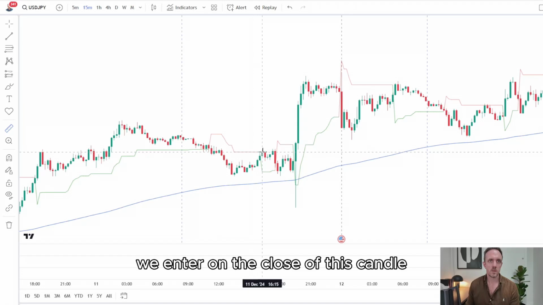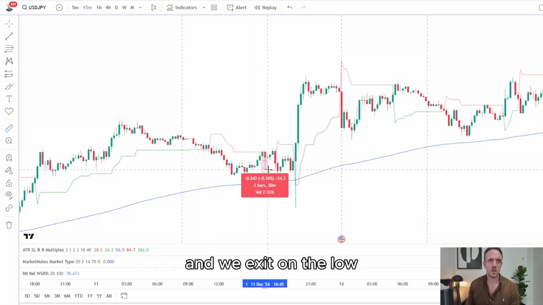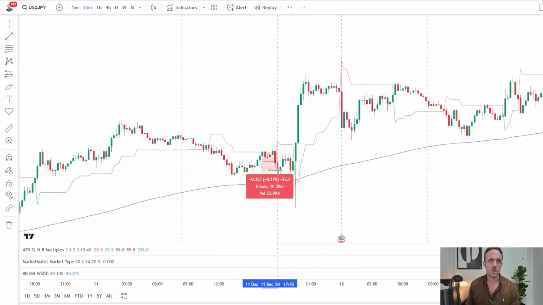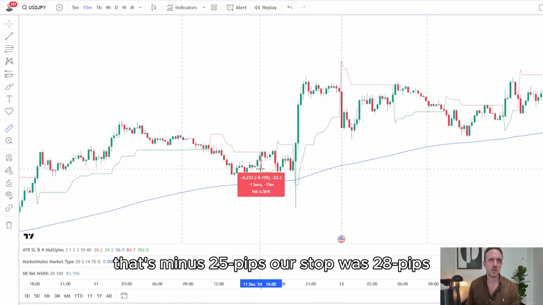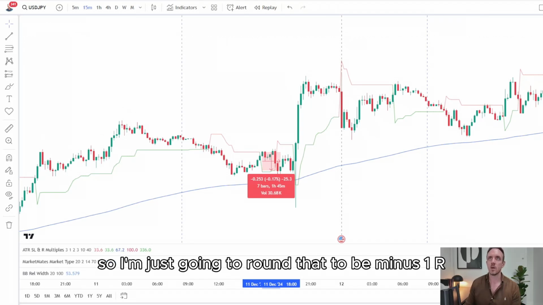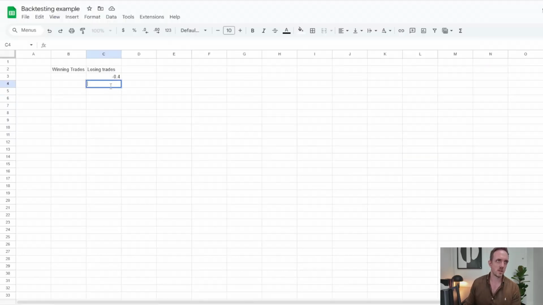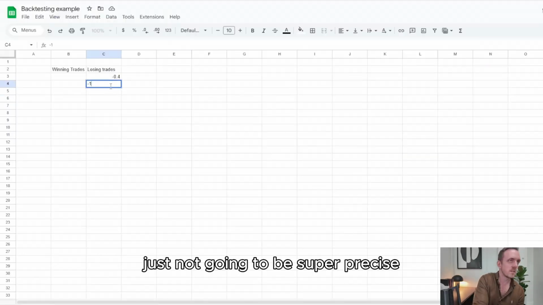We enter on the close of this candle and we exit on the low here as the price touches our stop. That's minus 25 pips. Our stop was 28 pips. So I'm just going to round that to be minus 1R. Just not going to be super precise.